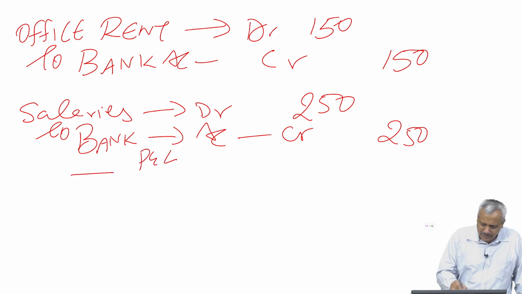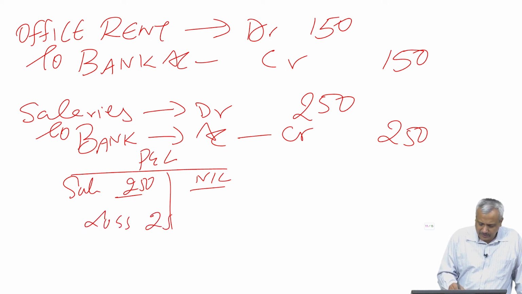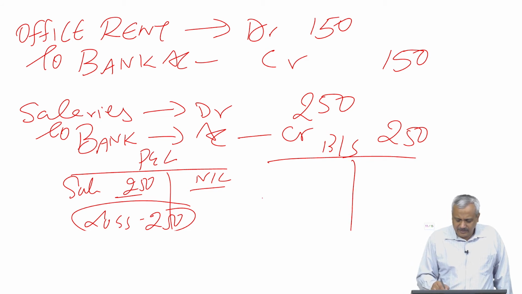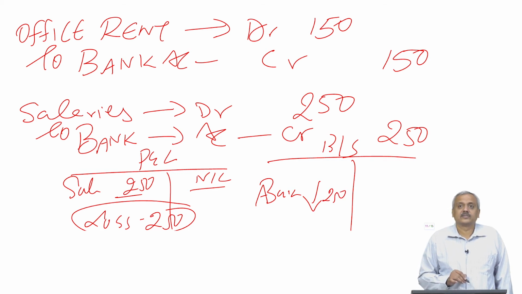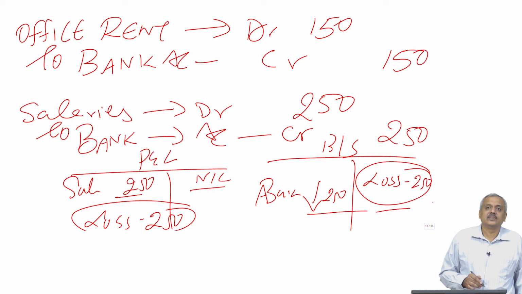My P&L account will look like this. Salary is 250, no income, income is null. So finally, you will record a loss of $250, negative. Now, what happens in the balance sheet? My asset, the bank account, has gone down by $250. This loss is also coming in here as $250, so your balance sheet gets balanced in the process. Move on to the next transaction.